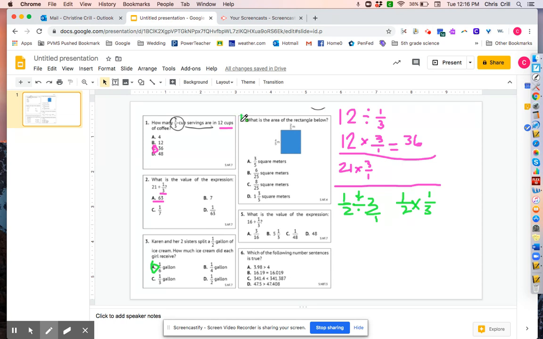Okay, moving on to number 4. Number 4 is area. Area is always length times width. So in number 4, we're going to be solving this by multiplying 2/5 times 4/5.